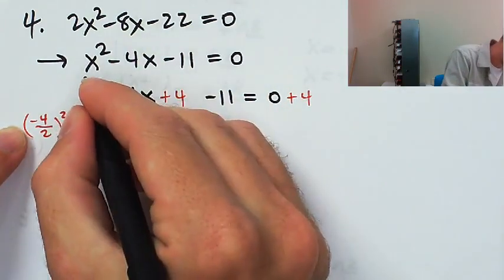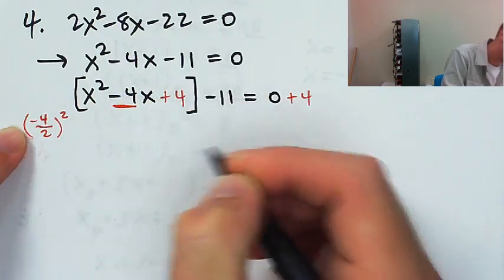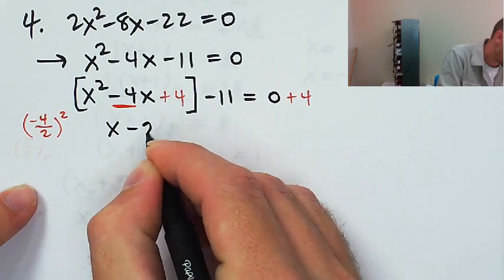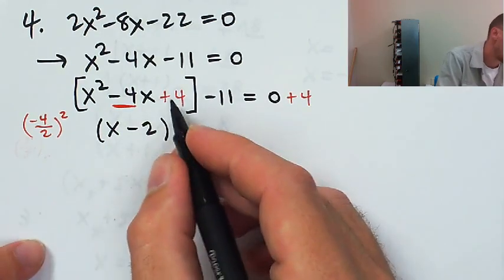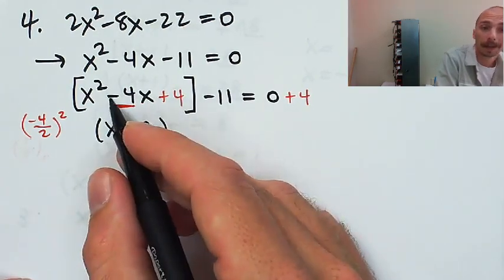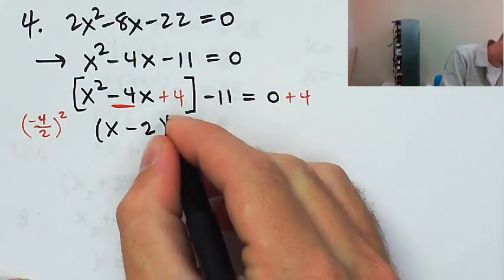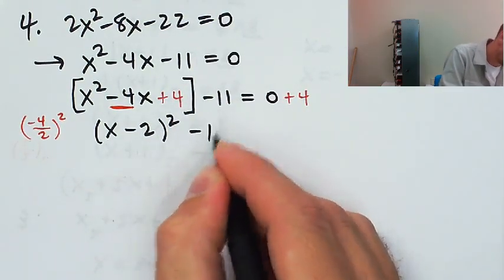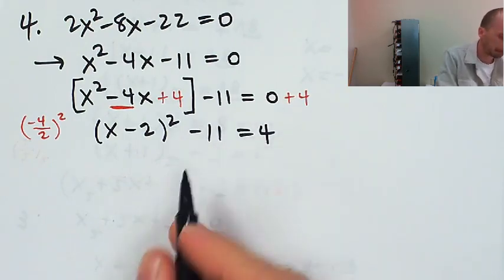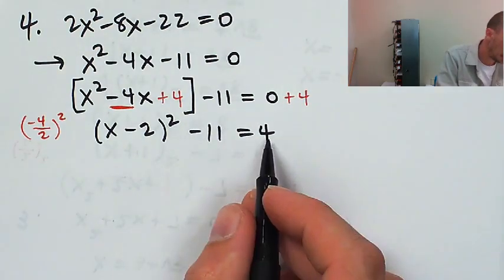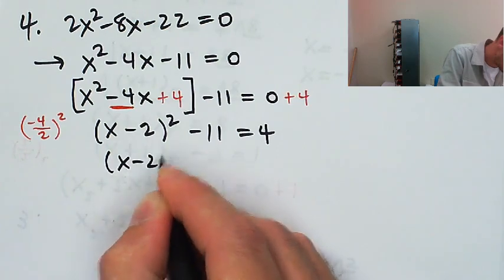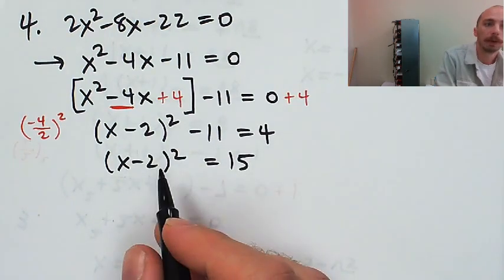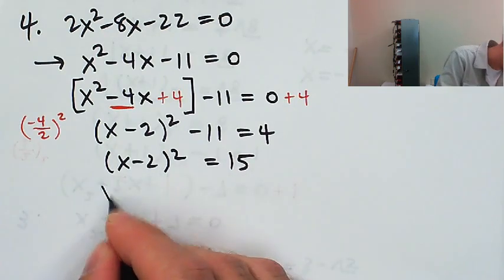And then I block off this thing because it's now factorable as a perfect square trinomial. And now I've got x minus 2 times x minus 2, two numbers that multiply to positive 4 and add to negative 4. So 2 copies of x minus 2, minus 11 equals 4. Okay, and then I'm going to add 11 to both sides. Okay, then I'm going to take the square root of both sides.